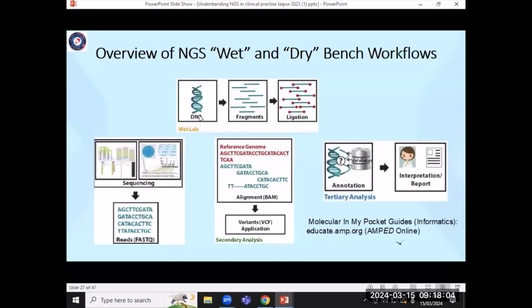The wet lab: DNA fragmentation, ligation, then you do sequencing, either pH based or sequencing by synthesis. Then your reads are taken out, that is FASTQ files. These are aligned to BAM files. You do the variant calling files. Once this is done, then you go for the tertiary analysis, where we all sit and work once the data is out.